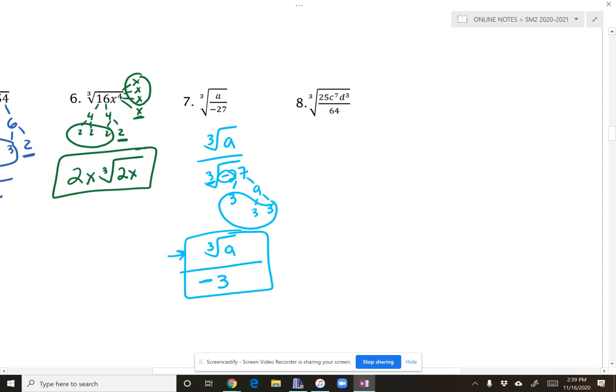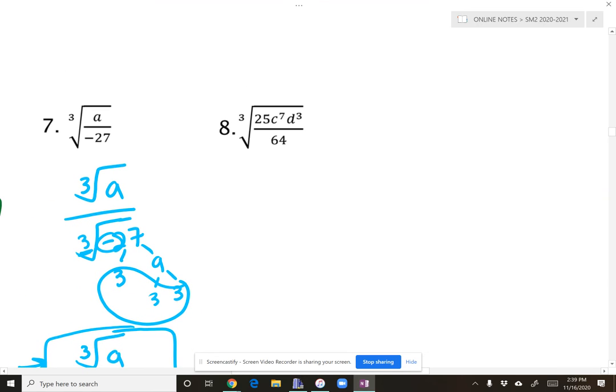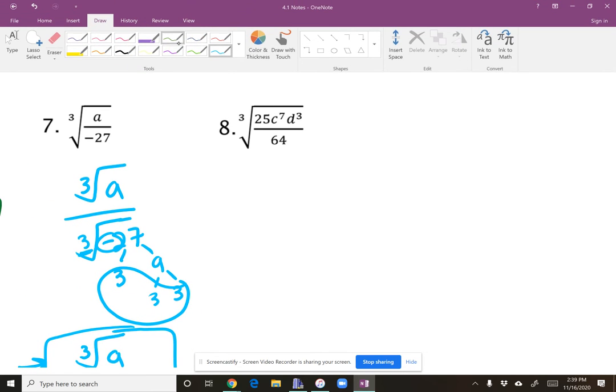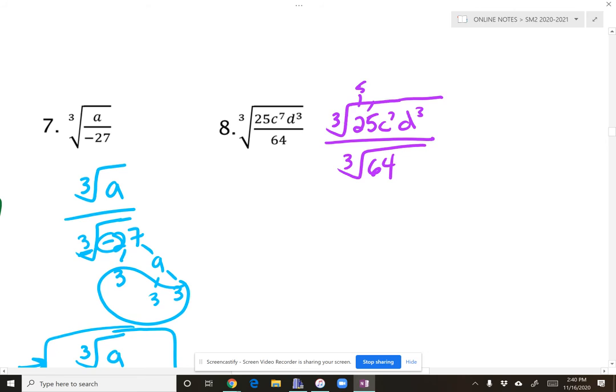Okay, and then I believe this is the last example. We're going to make it big so we can see it. Okay, first thing we're going to do is separate them. So we're going to have the cube root of 25 c to the 7th d to the 3rd over the cube root of 64. So 25 breaks up to 5 and 5, and that's it. So none of that's going to come out.